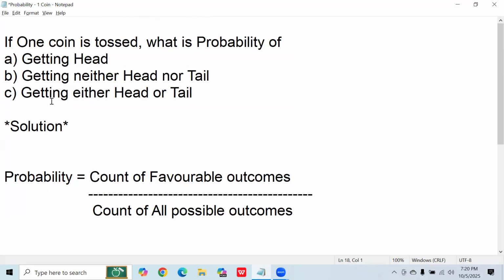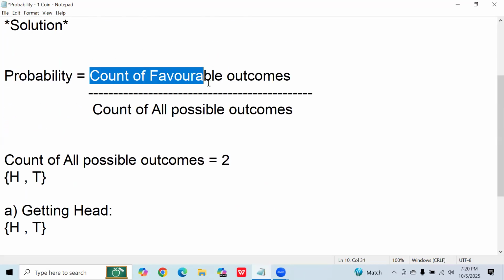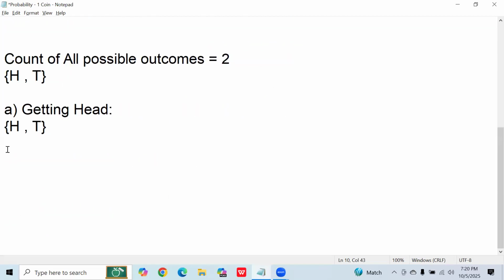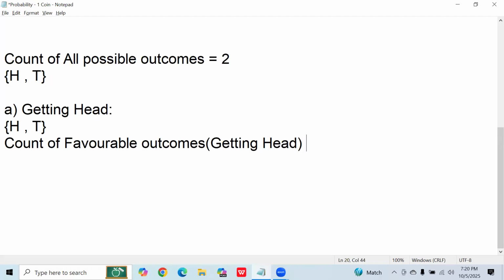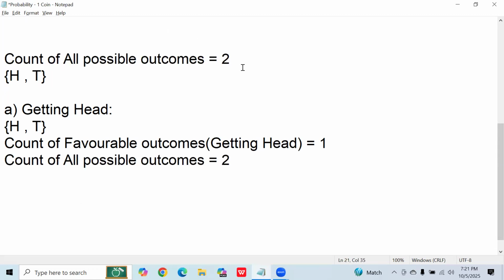Now let's try to solve the problem one by one. Let's start with A, getting head. First of all, let's write down all possible outcomes so that we can find out the favorable outcomes. We have a total of 2 outcomes, out of which how many are favorable for head? Only one is favorable for head. So the count of favorable outcomes is 1, and the count of all possible outcomes is 2. It is fixed for all three problems.